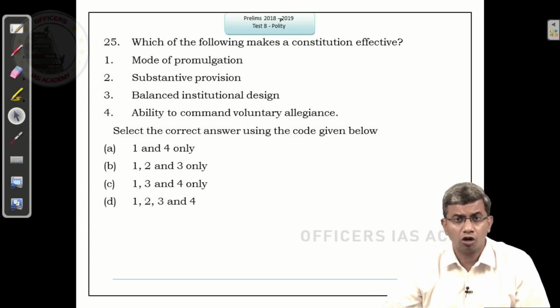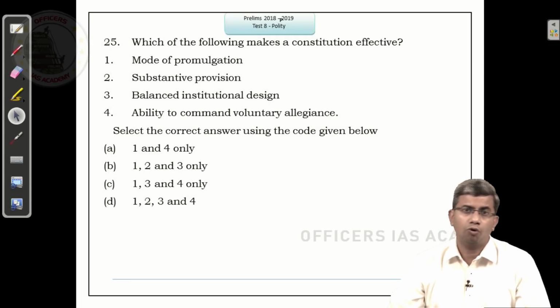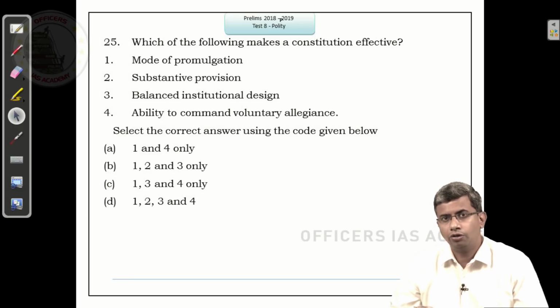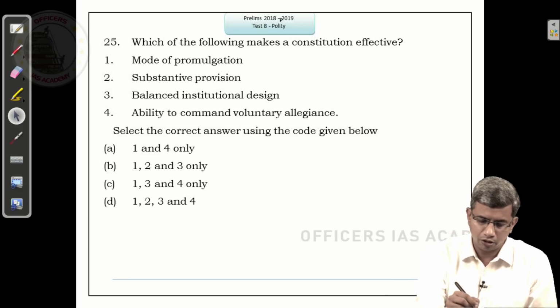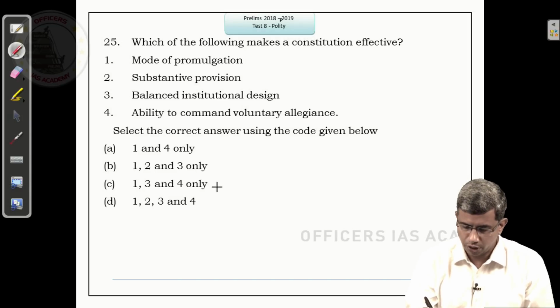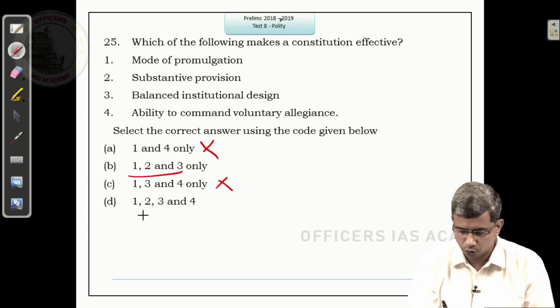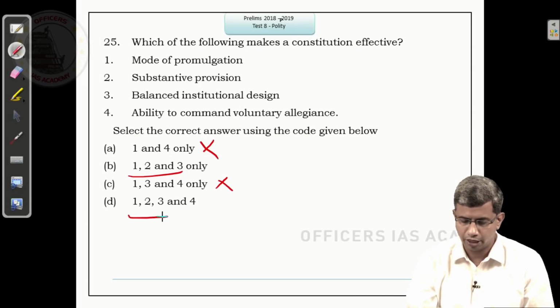Substantive provision. The constitution should have all the important provisions, isn't it? So without, what is a legislature, what is an executive, what is a judiciary, what are the provisions, how do they get their powers, it is not going to be effective. So the second statement obviously looks right. So then you eliminate this and this, your choice is between B and D. So both of them have 1, 2 and 3. So balanced institutional design, you don't have to bother, yes, it definitely has to have.